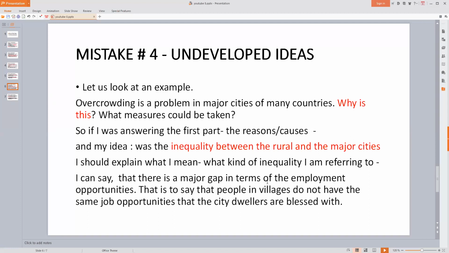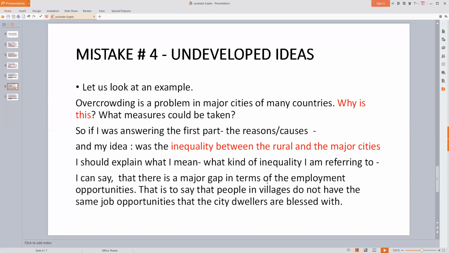So if I write in my essay that I think the main reason is because there is an inequality between the rural areas and the major cities, how should I explain this? I'm talking about the inequality, but the examiner doesn't know what kind of inequality I'm referring to. Okay, so I need to explain my idea. So I can say something like there is a major gap in terms of the employment opportunities. Okay, so did you see what I'm doing? I'm explaining what kind of inequality I'm referring to. I'm describing the inequality in terms of employment opportunities. Okay, there is a major gap in terms of the employment opportunities.